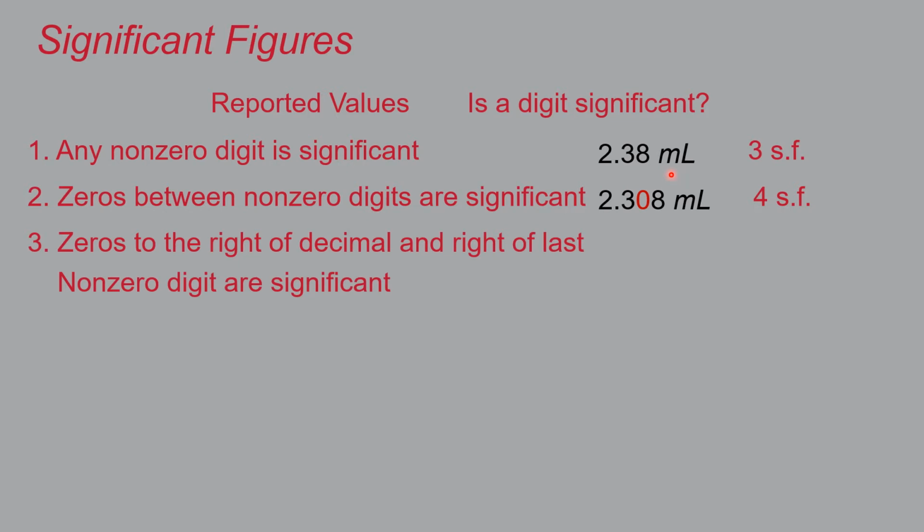Now, zeros to the right of the decimal and to the right of the last non-zero digit, they too are significant. An example of this would be 2.790. So this 0 is to the right of the decimal point and to the right of the last non-zero digit. So that one is significant. So in combination with all of these, that has 4 significant figures in it.